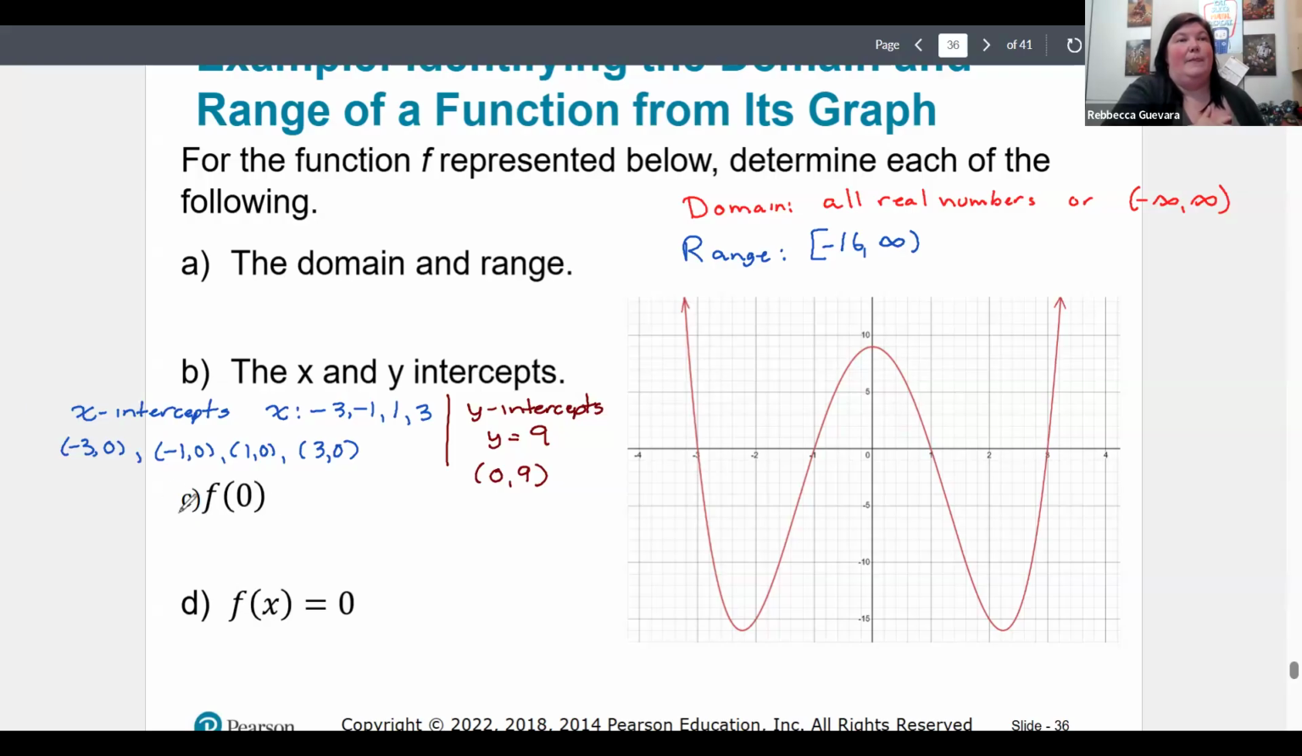So here, for C, we're asking for f of 0, which means x is equal to 0. So we would go up, x is equal to 0. So that means that y is going to be 9. So f of 0, no matter what the function is, f of 0 is always asking for a y-intercept. You notice that matches the y-intercept.